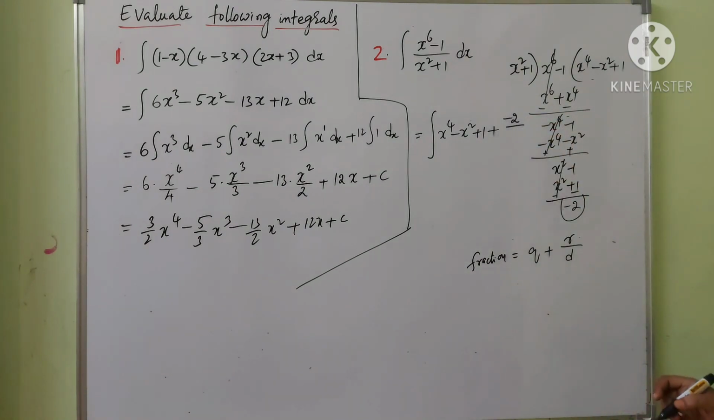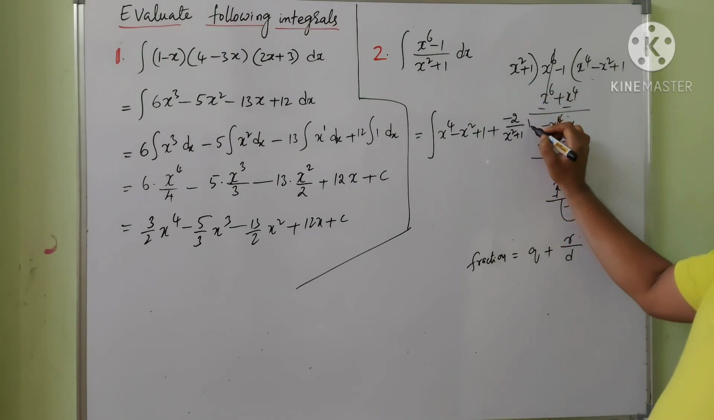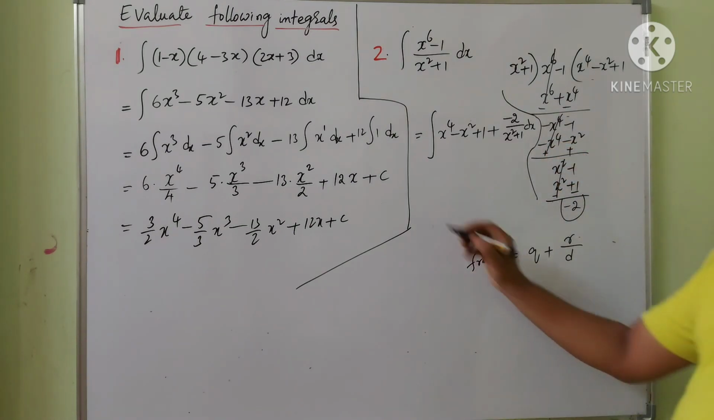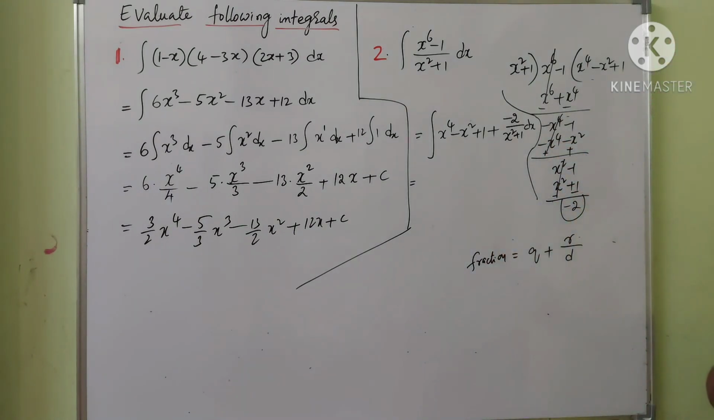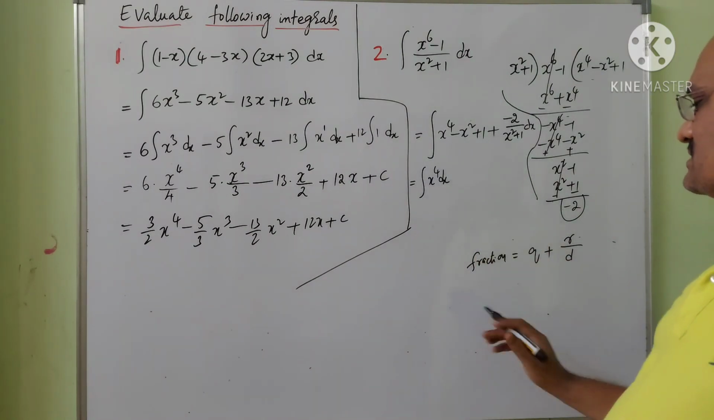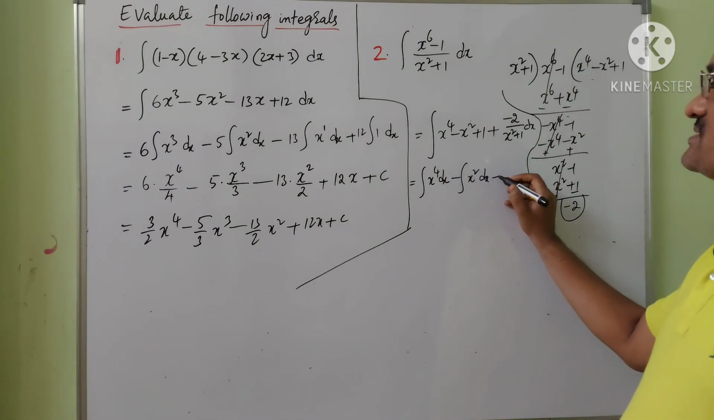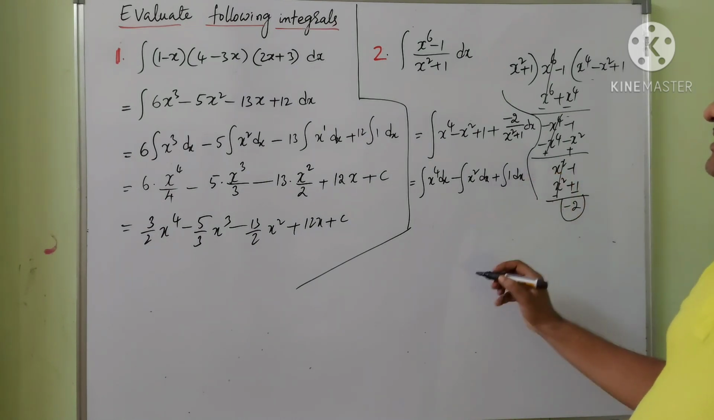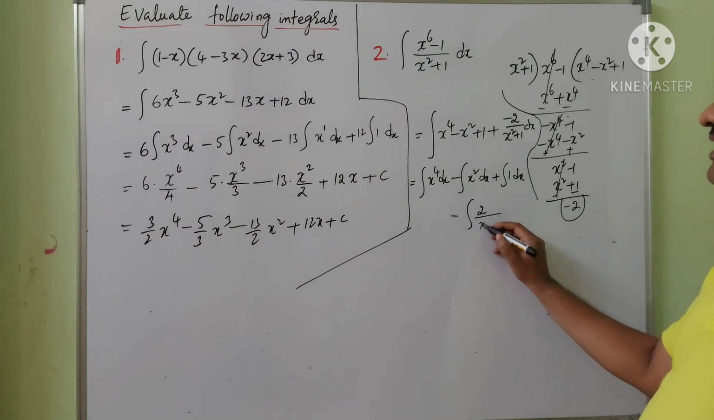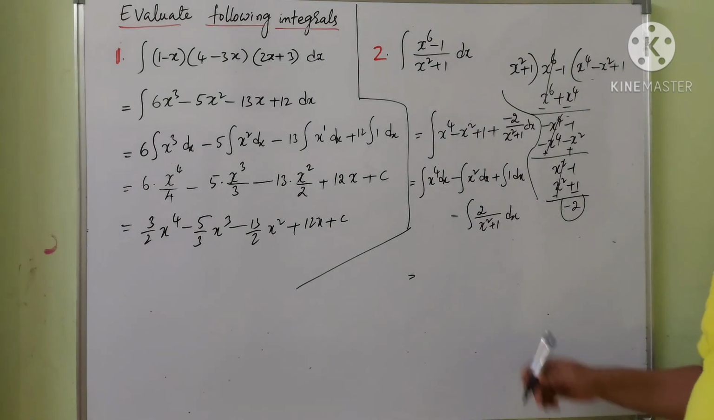Minus 2 divided by the divisor. The divisor is x square plus 1, dx. Now as usual, apply the integral separately. The first term is integral of x power 4 dx, minus integral of x square dx, plus integral of 1 dx, minus integral of 2 by x square plus 1 dx. Now apply the formula.